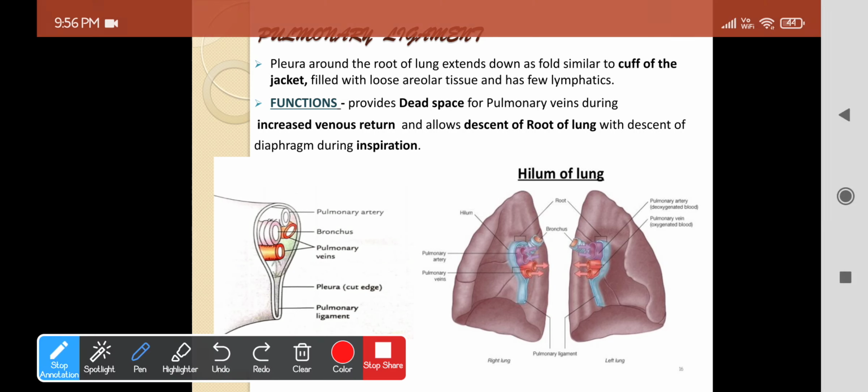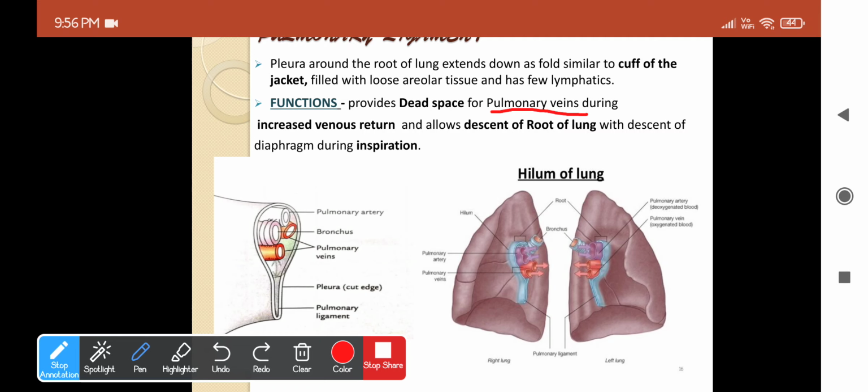Okay, what is the use of this pulmonary ligament? This pulmonary ligament will provide dead space for the expansion of the pulmonary veins during increased venous return. In case of increased demand for oxygenated blood, much of oxygenated blood will leave the lungs, right, through the pulmonary veins, and in such cases, this pulmonary ligament will provide the dead space for the expansion of the pulmonary veins.